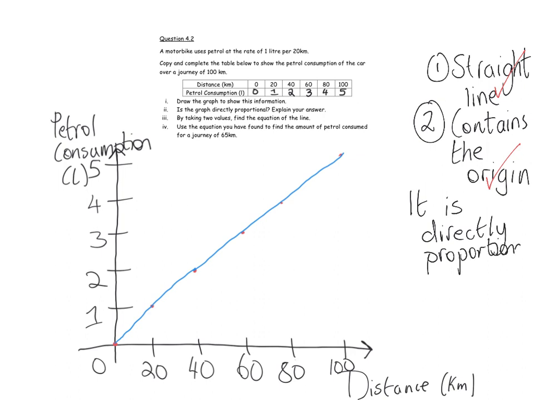Now, a lot of people then would ask, well, how can I explain that? Well, you first of all say it is directly proportional, then you say because it is a straight line and it contains the origin. That's the definition of directly proportional. The third part then says take two values, find the equation of the line.